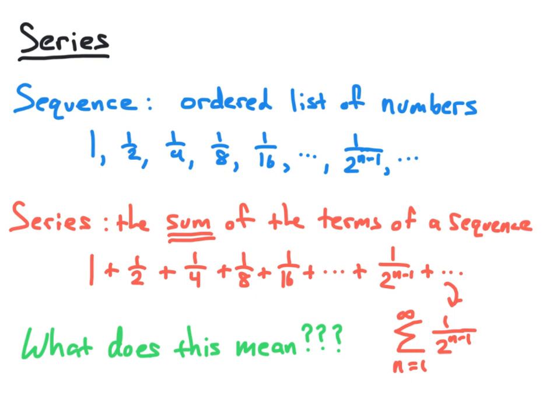However, here what we're actually being asked to do is add up infinitely many numbers. We can start with 1 and add 1/2, and then add 1/4, and then 1/8, and 1/16, and so on. And even after we've added the first 100 such numbers together, there are still infinitely many terms remaining that we need to add. And so what we first need to do when we talk about a series is understand what we actually mean by the sum of an infinite number of terms.